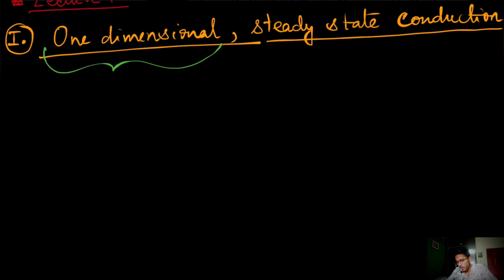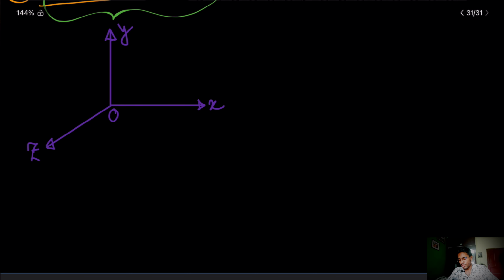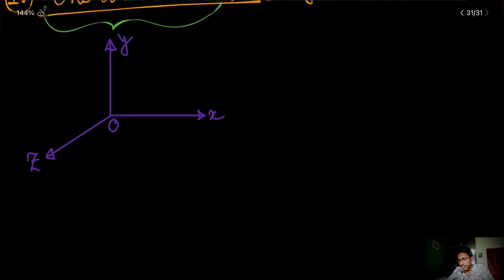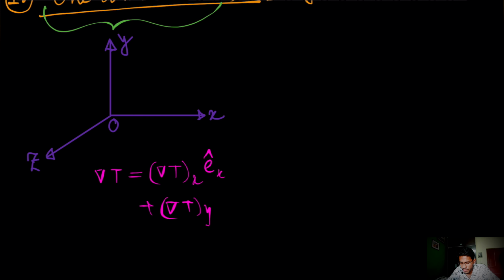let me draw a coordinate axis. This is my coordinate axis, x, and that is y, and that is z, and this is the origin. So the gradient of temperature is a vector having three components: this into e_x cap, plus this into e_y cap, that is the y component, plus the z component, right?